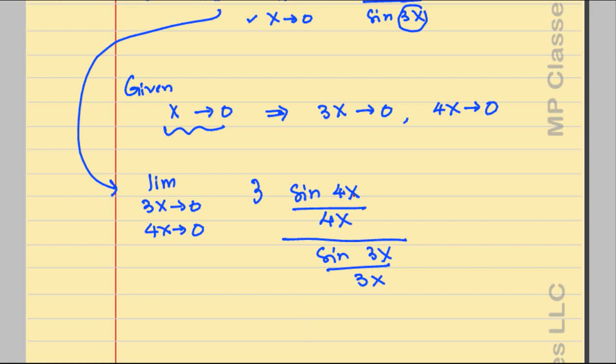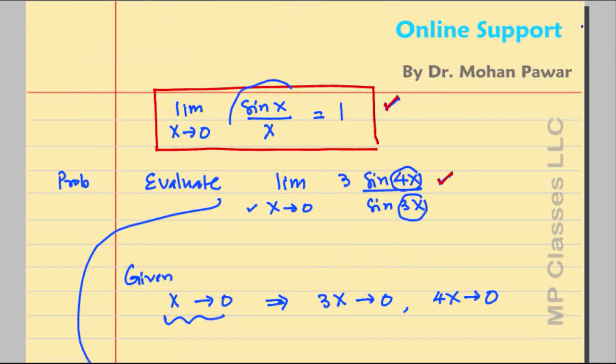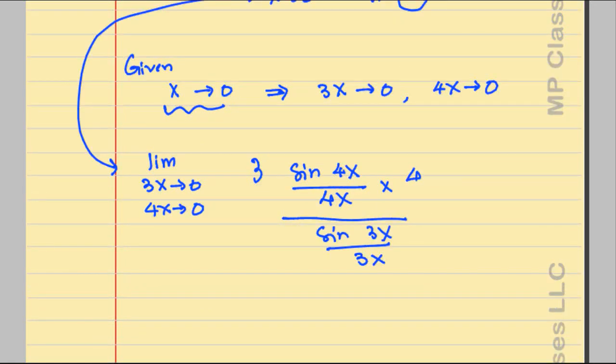Now at least I am making these look like this, but certainly I change the things, so I am going to make it times 4x times 3x, so that I can cancel 4x with 4x and 3x with 3x without changing anything which was given to me in the beginning.